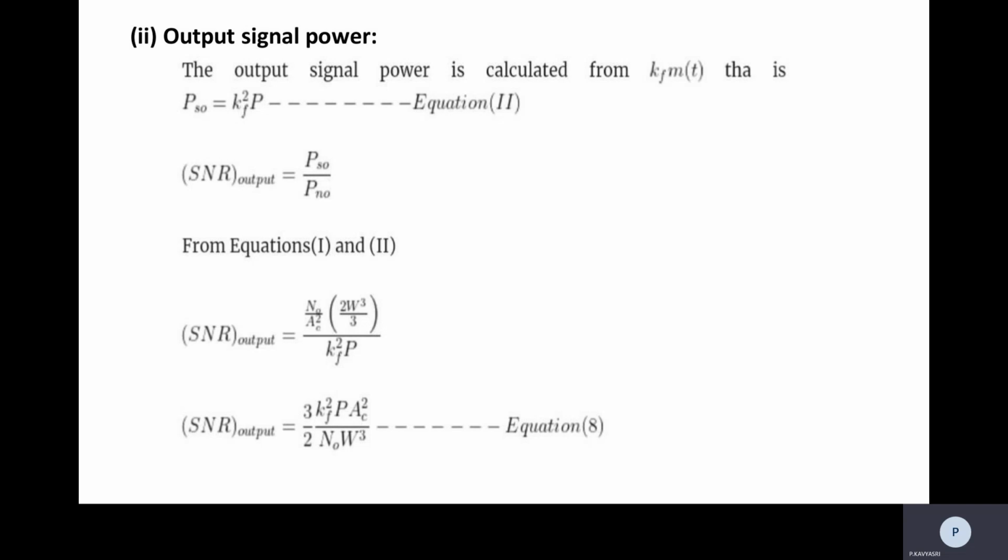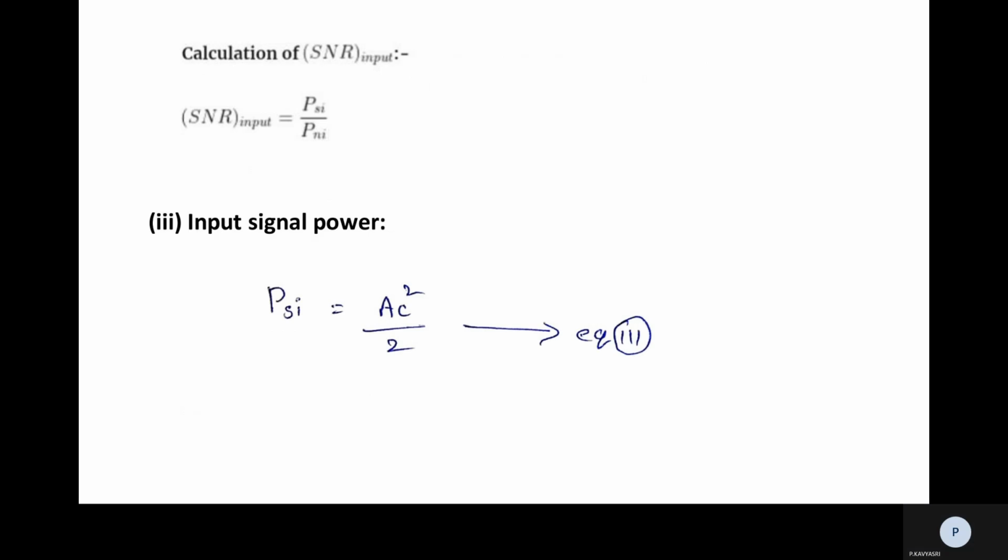Then we will get SNR output as K_f squared P by N naught by A_C squared into 2W cubed by 3. What happens? This equation will become 3 K_f squared P A_C squared by 2 N naught W cubed. So that is equation number 8, which is the SNR output.